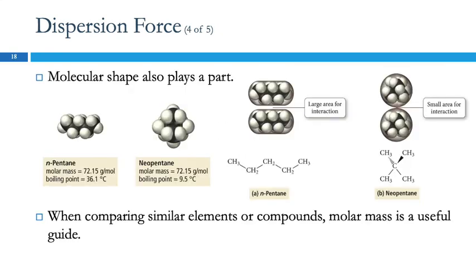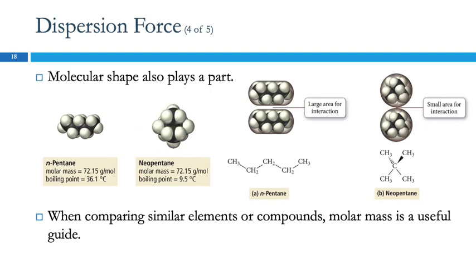The shape of a molecule also plays a part. So this is n-pentane and this is neopentane. They have exactly the same chemical formula, same number of carbon and hydrogen atoms. What's different is how they're connected to each other. So their molar masses are the same, but one boils at 36 Celsius and one boils at 9.5. That tells us that for this one, the intermolecular forces holding it together are weaker.